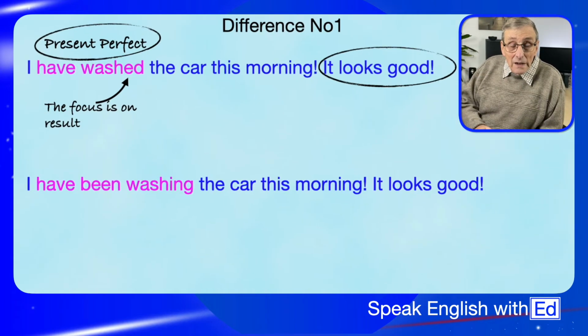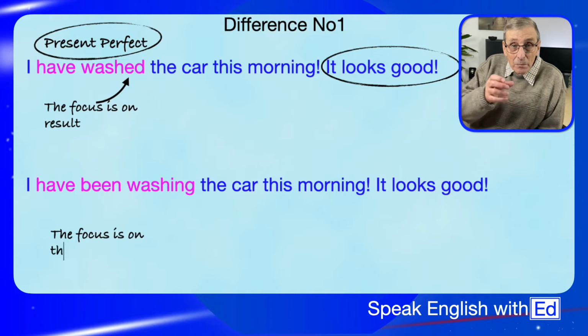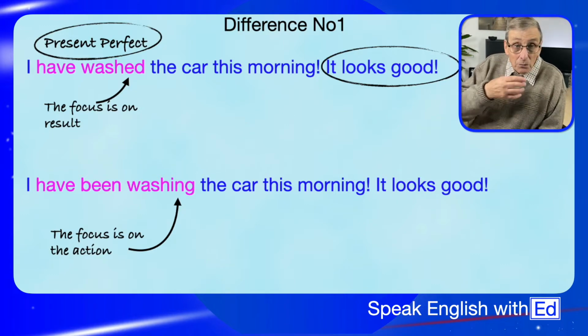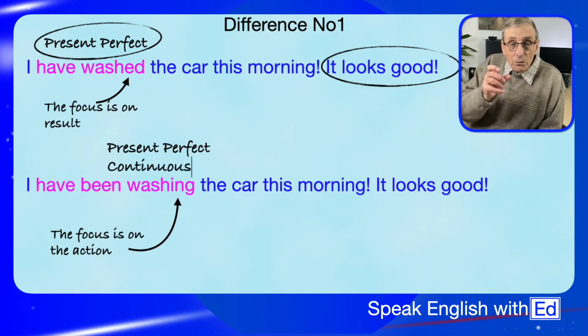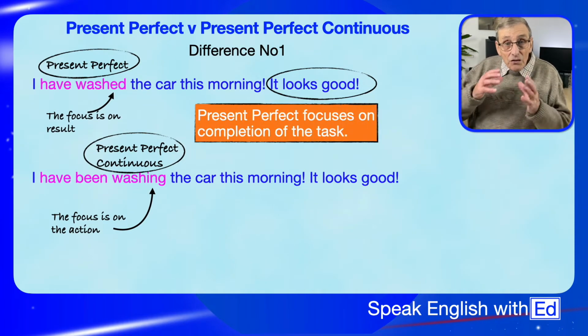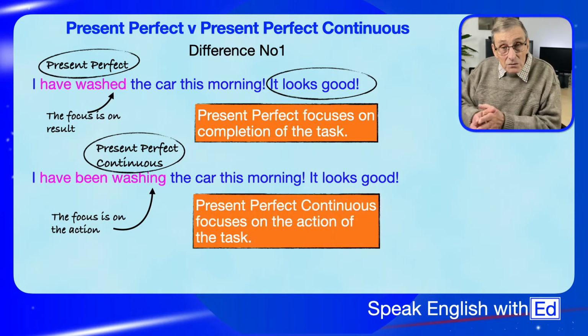On the second one, I have been washing the car this morning and it looks good. Now this is focusing on the fact that I have been washing. So we're focusing on the action here of what you've been doing, of what I've been doing. I've been washing the car this morning. So we're focusing on my action, not on the result. Do you see the difference there? The present perfect focuses on the result of the task. The present perfect continuous focuses on the action of the task.